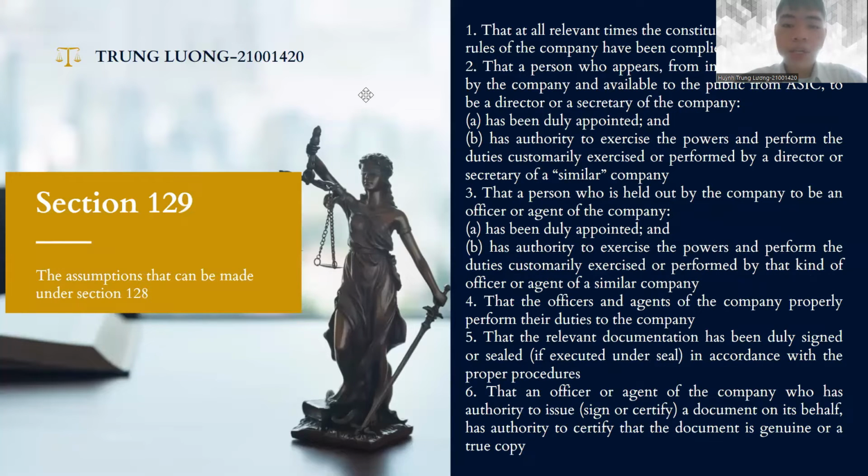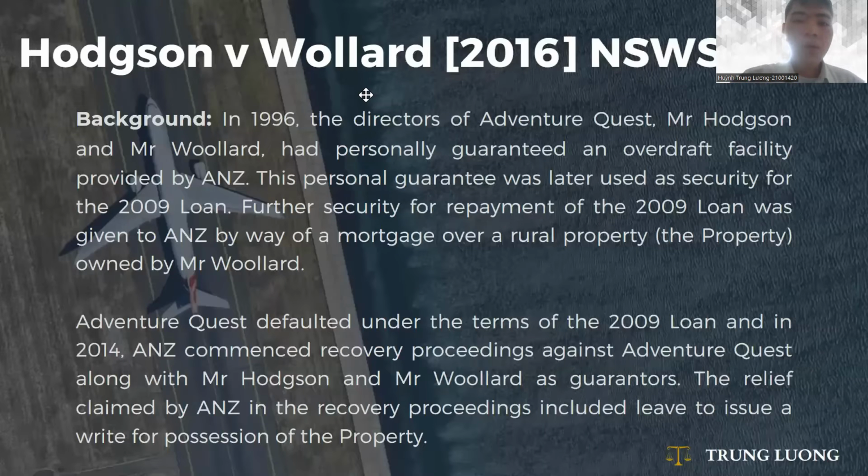And as a result, section 129 with 6 subsections will lead us to certain assumptions that the third party can make in accordance with the significance of section 128. There are a lot of words right here, but don't worry, I will not go through all of them. But I'm going to give you another look at the application aspect of this section in a real case. So the case I'm going to present here is between Hodgson and Waller in 2016.